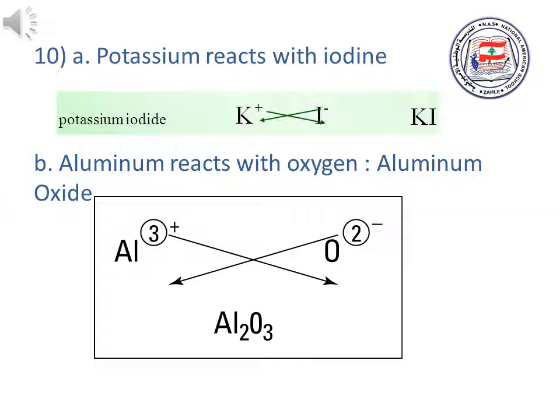Letter B, aluminum reacts with oxygen. Aluminum belongs to group 3A, so it has a charge of 3+. Oxygen belongs to group 6A, so it has a charge of 2-. We do the crisscross method. We put 2 next to the Al and we put 3 next to the oxygen. So the formula is Al2O3. We name it aluminum oxide.